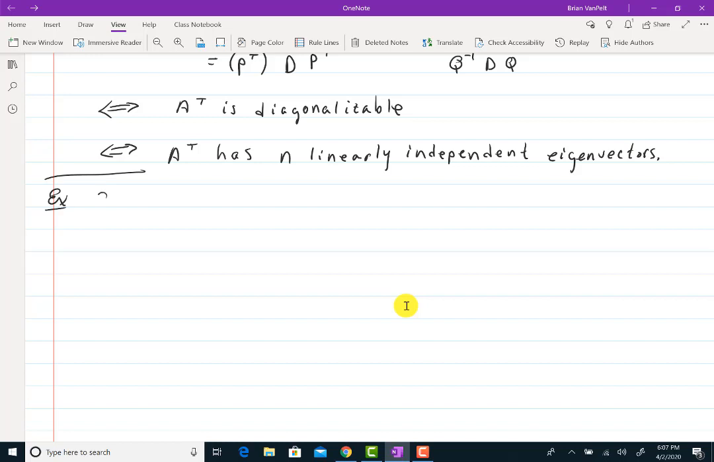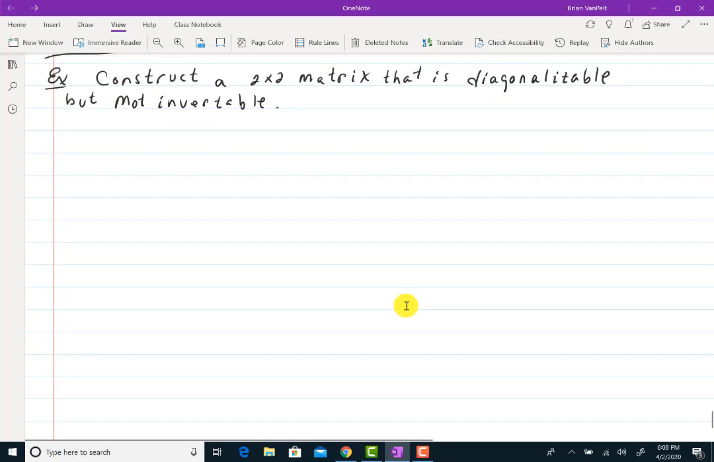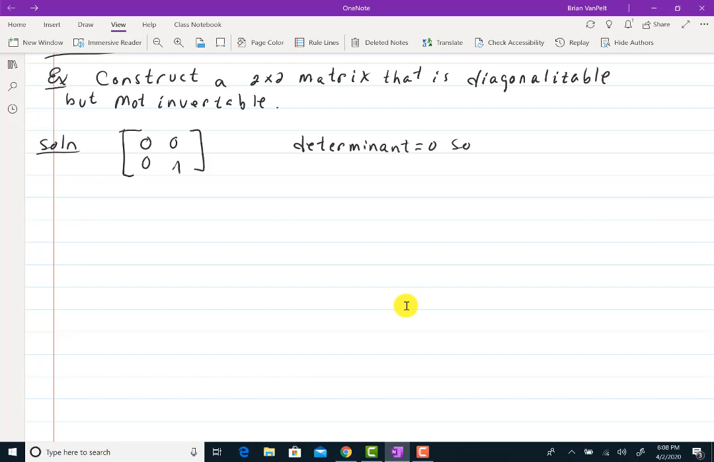Here's an example. Construct a 2 by 2 matrix that is diagonalizable but not invertible. Well, this one's not as hard as you think it is. Just the really simplest example I can think of is the following. It's not going to be invertible because the determinant is equal to 0. So it's not invertible.